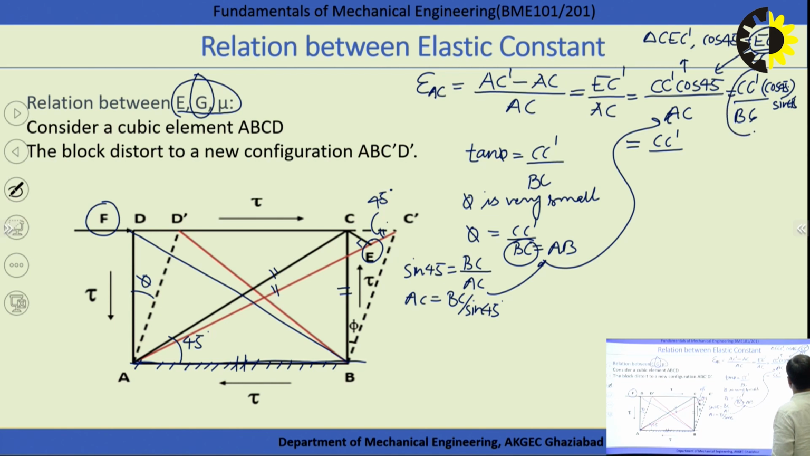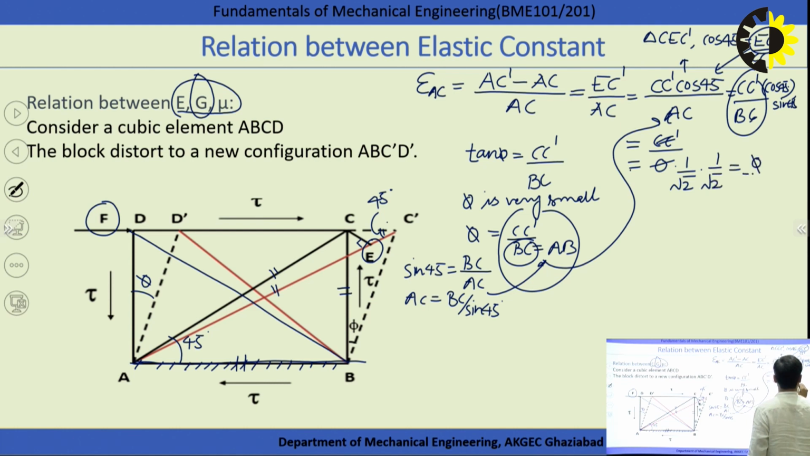And this value CC dash upon BC, what can we write? Phi. So what is the relation that comes here? That will be phi upon 1 by under root 2 into 1 by under root 2. That will become phi by 2. Okay, I hope it is clear.